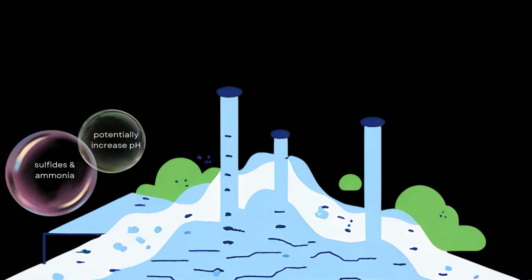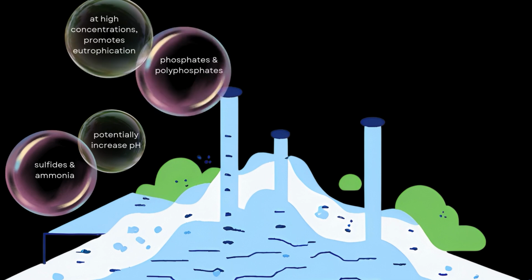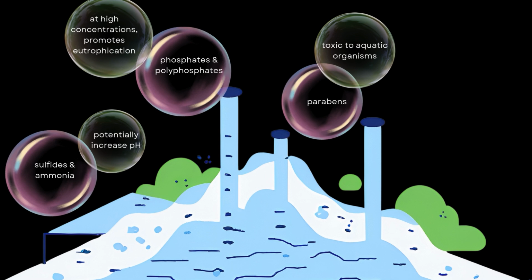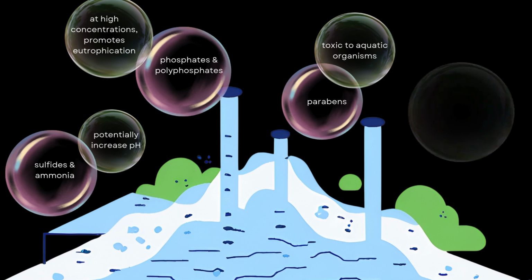The more common pollutants are sulfites and ammonia. They can potentially increase pH. And there's also phosphates and polyphosphates. They promote eutrophication at high concentrations. Parabens, they are commonly used as preservatives. They are toxic to aquatic organisms.